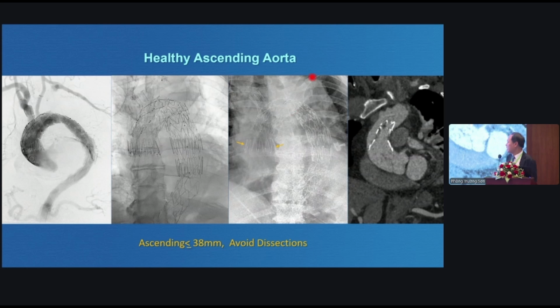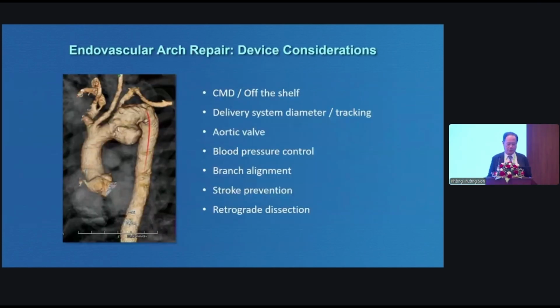And for Cook, where we do a lot, they mandate a 38 millimeter diameter ascending as the upper limit that you can use. If you go beyond that, like we did in a big Caucasian man, where we thought we can do a 39 or a 40, you get a retrograde type A dissection on day 2 because the inherent health of the ascending is not good. So the consideration, if you want to do a zone 0, is it a custom-made device which you have to wait for, or is it off the shelf?